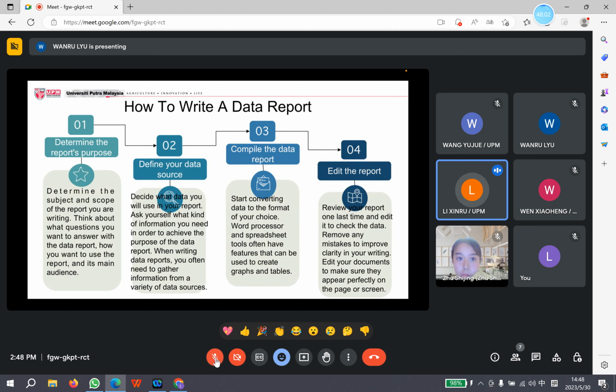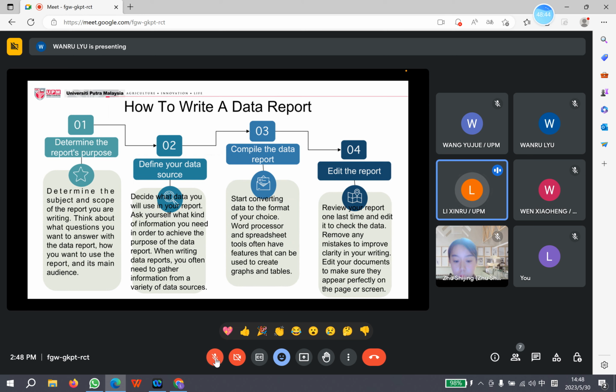The next part is how to write a data report. It's divided into four steps. The first step is determine the report's purpose. Determine the subject and scope of the report you are writing. Think about what questions you want to answer with the data report, and how you want to use the report. The next step is define your data source.